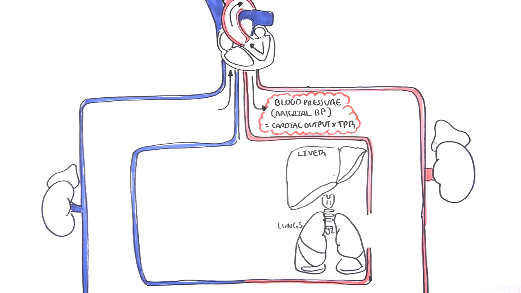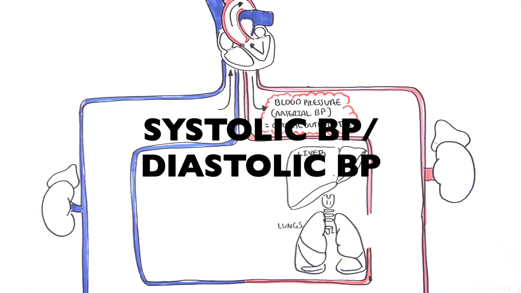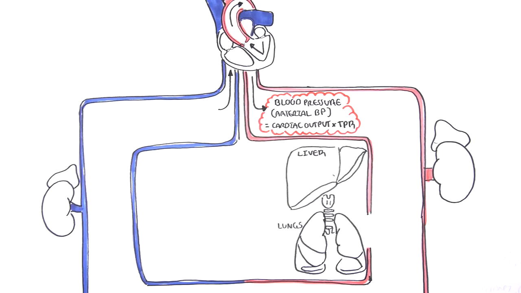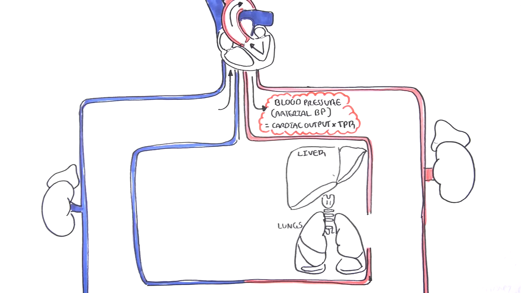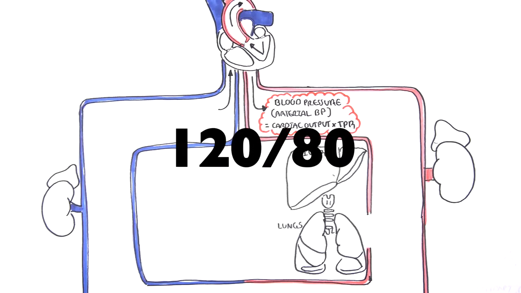To make things even more complicated, the blood pressure we know has two numbers, one on top called the systolic and one number on the bottom called the diastolic blood pressure. The systolic blood pressure is essentially the pressure of the arteries when the heart is pumping blood out. And the diastolic blood pressure is the pressure in the arteries when the heart is filling back with blood. Normal blood pressure is about 120/80.